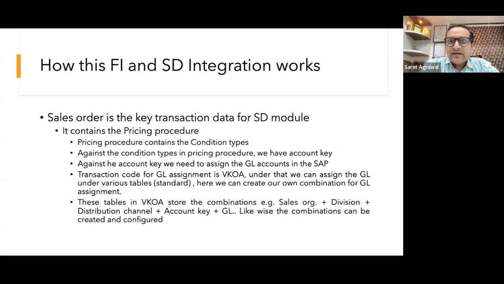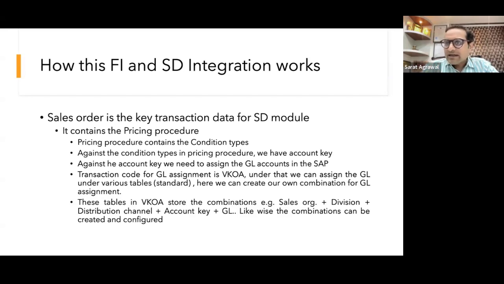Sales order is one of the key transaction data in the SD module. In the sales order, we have something called a pricing procedure. This pricing procedure contains the condition types. Against each of the condition types in the pricing procedure, we have something called an account key. Against each account key, we need to assign respective GL accounts. For example, export sales, domestic sales, like that, we need to assign the GL accounts.